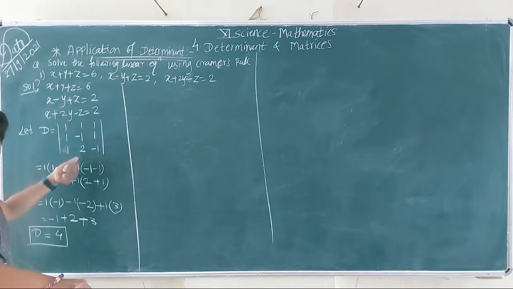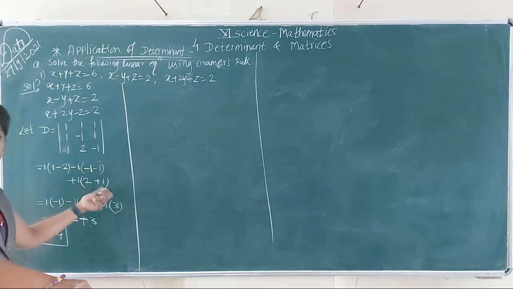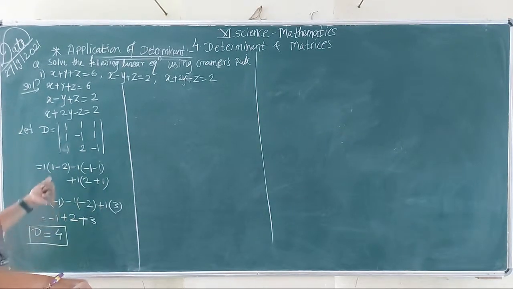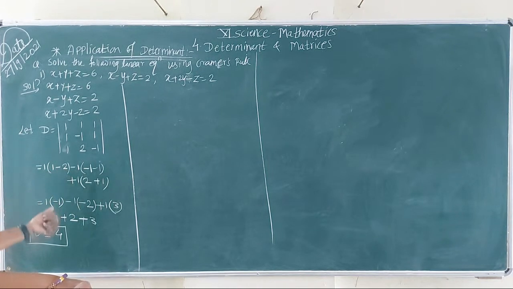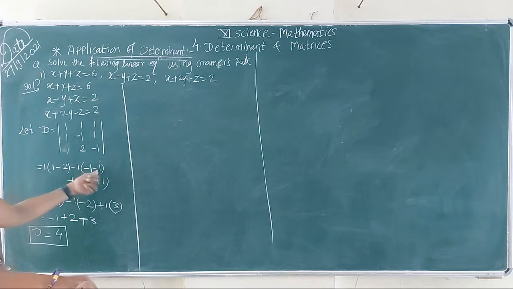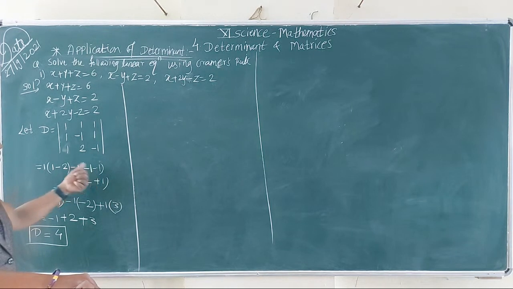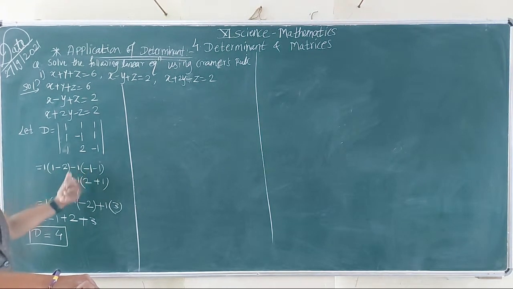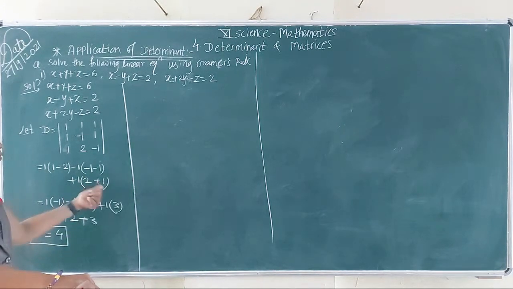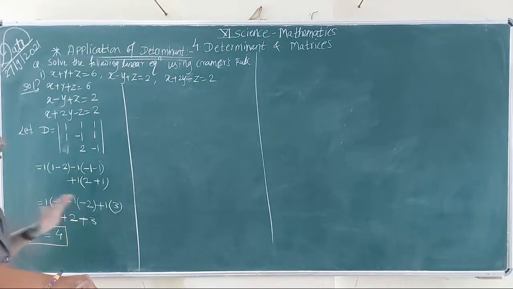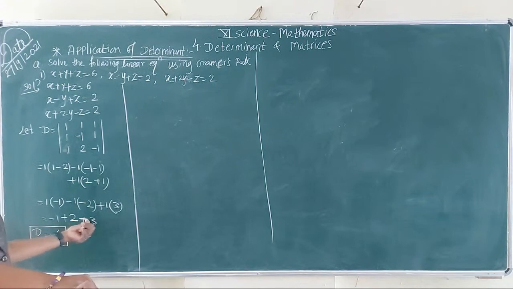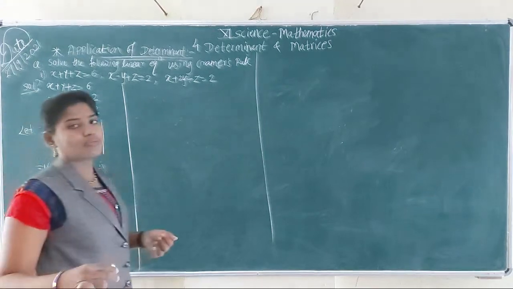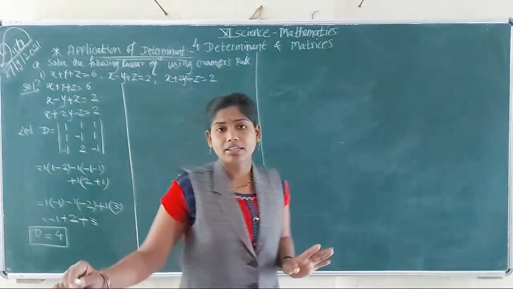minus 1 is minus 1 and minus minus becomes plus 1, then add it, that is 1 minus 2 is minus 1, minus 1 into 1 is minus 1, minus 1 minus 1 is minus 2, minus 2 into 1 is minus minus plus, that is plus 2, 2 plus 1 is 3 and 3 into 1 is 3, that is 2 plus 3 is 5, 5 minus 1 is 4, so this is value of determinant.